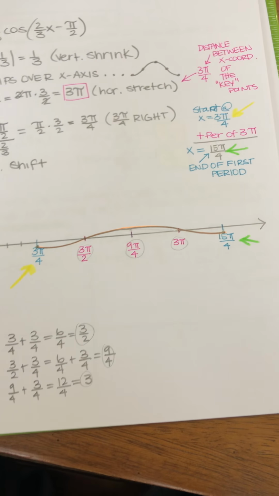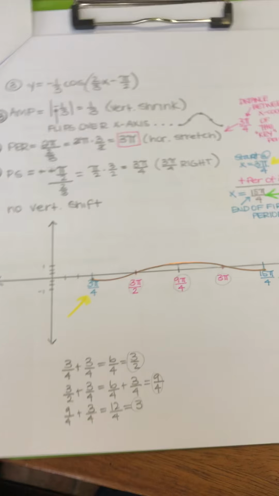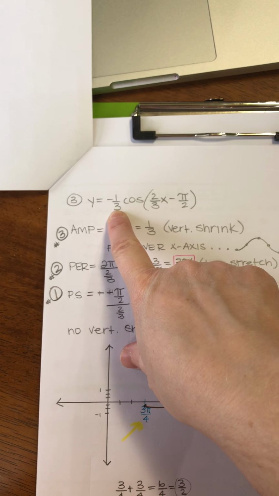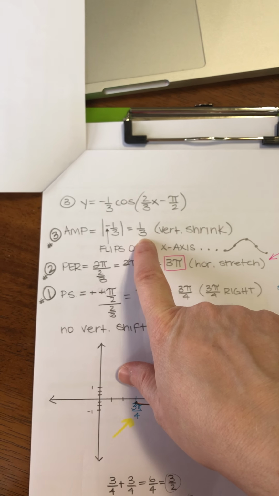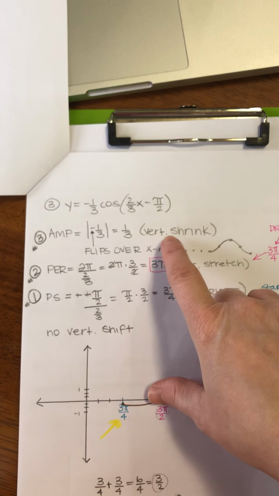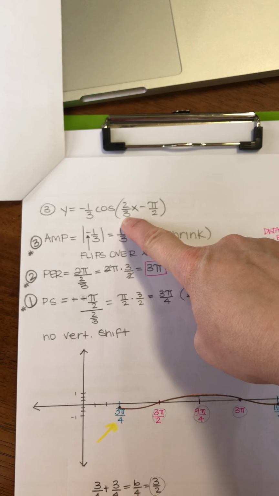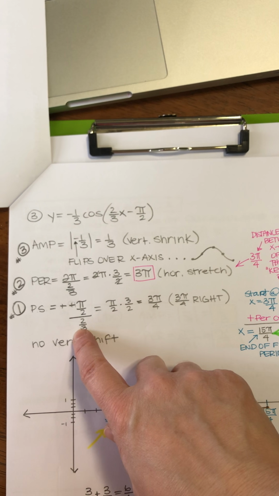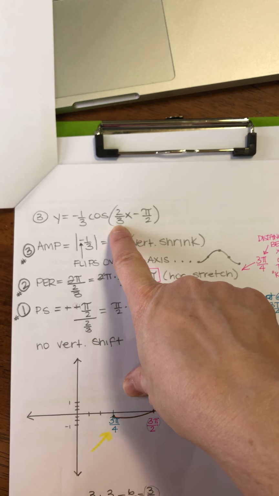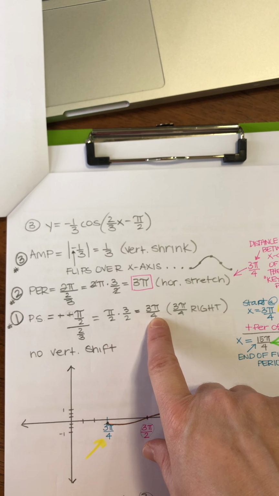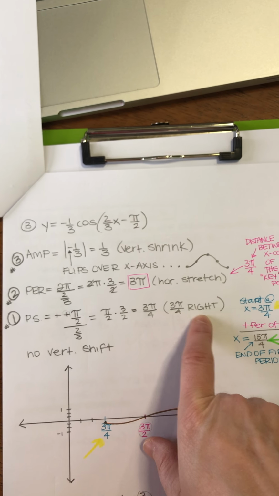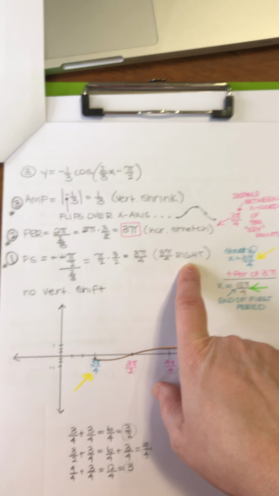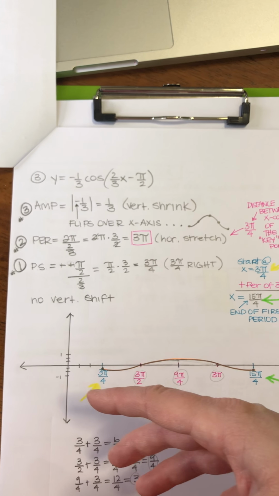Okay, so the third problem, a little bit more complicated still. The amplitude is the absolute value of 1/3, which is 1/3. So that's a vertical shrink. The period is 2 pi divided by 2/3, which is going to be 3 pi. So that's a little bit of a horizontal stretch. And then the phase shift is negative pi over 2 divided by 2/3, which is 3 pi over 4, and since it's positive, it's going to the right. Notice that is the same sign as the direction, and that's because we already make the formula negative.